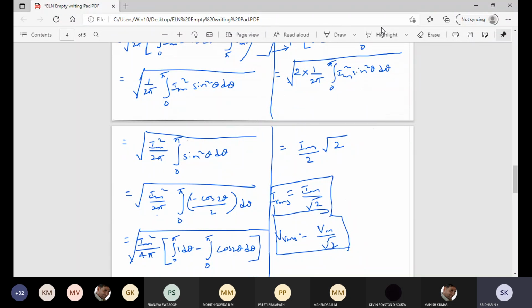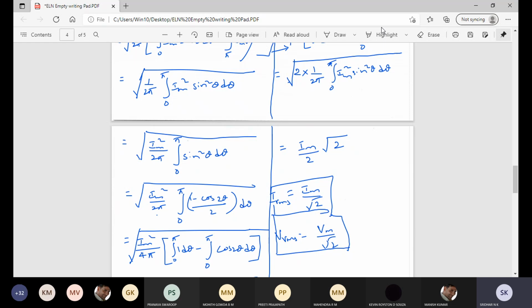Now we'll see the efficiency of half wave rectifier and efficiency of full wave rectifier. What is meant by efficiency? It is the capacity of a rectifier to convert from AC to DC, the percentage of conversion from AC to DC. That is nothing but efficiency. It is always derived from power.